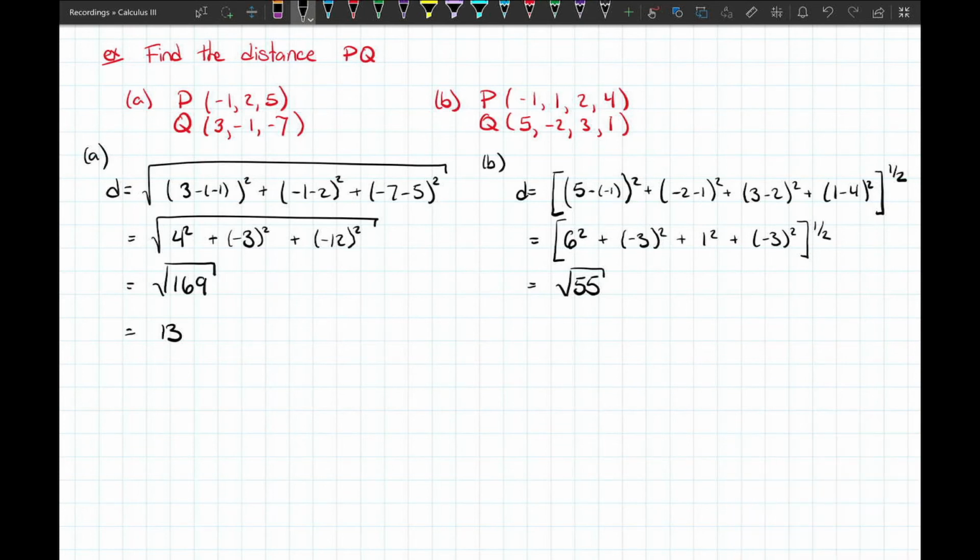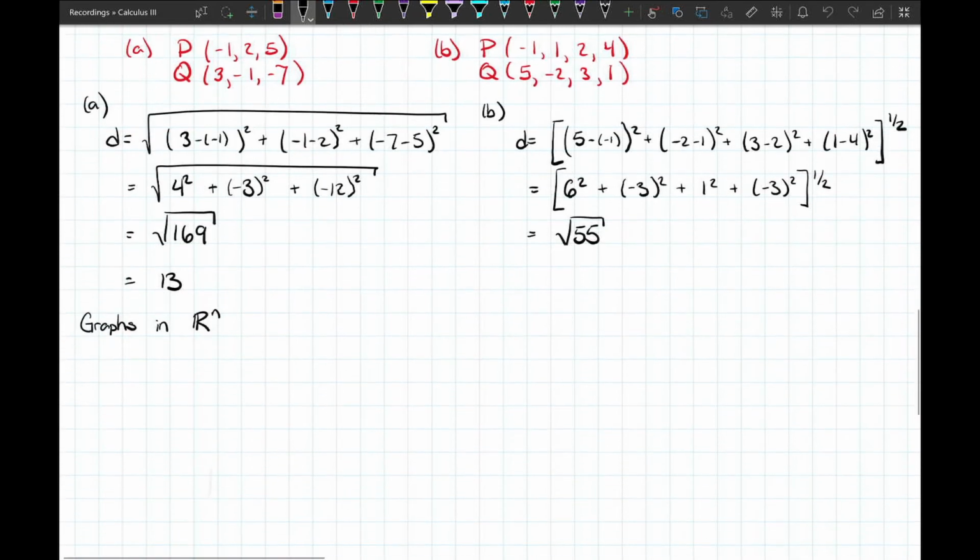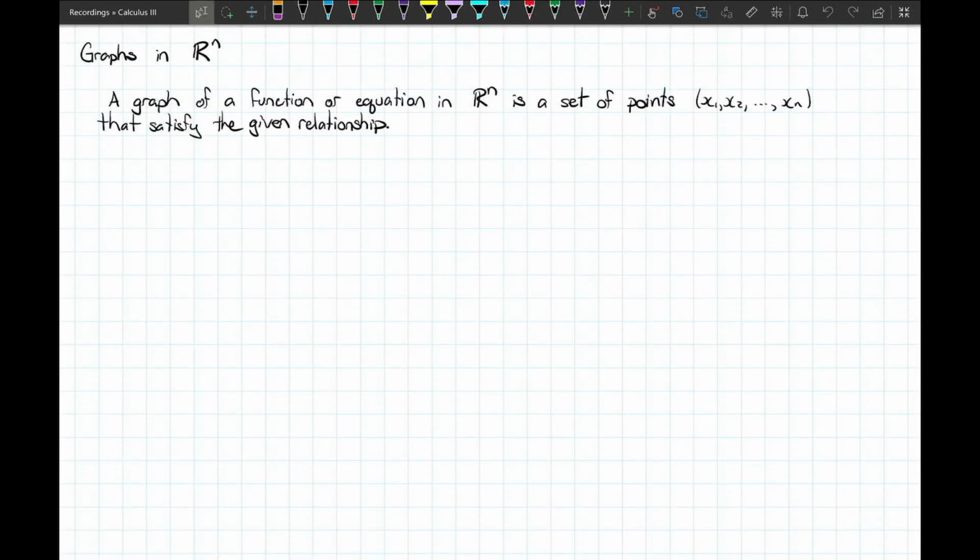Okay, those are some real basics there. What if we were to take some of this idea of geometry and points in n-dimensional space and think about what that would mean for graphs? And we'll be taking a look at graphs a lot more when we start talking about functions. For graphs in n-dimensional space, just like graphs in 2-dimensional space, it's really just a set of points. In this case, not just ordered pairs, but n-tuples that satisfy the given relationship.